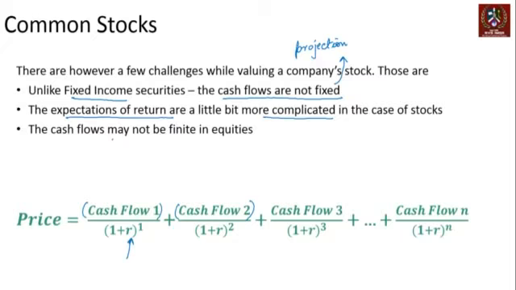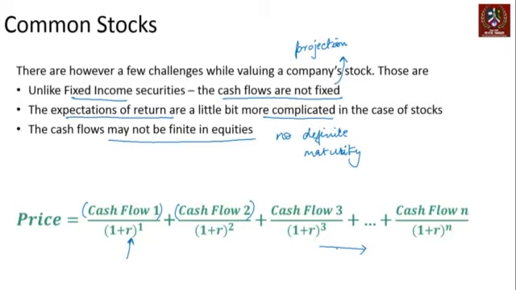Third, unlike fixed income securities, where there is a defined maturity, the cash flows may not be finite in equities. So there is possibly no definite maturity, right? A company might exist to infinity. So it's quite possible that there is no definite maturity of a particular set of cash flows. Here, we are assuming that it ends at year end. That's not necessarily true in all the cases. So as we go along, these are some of the challenges that we will face.